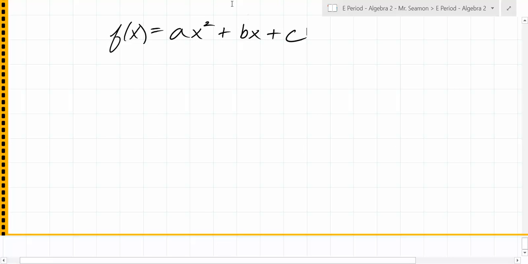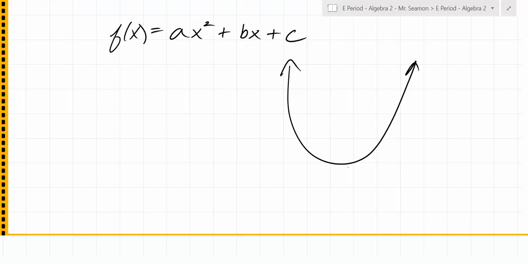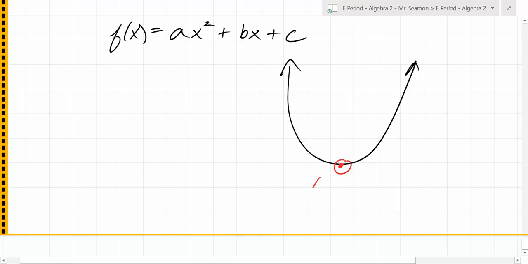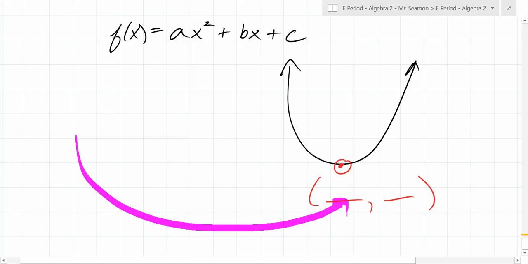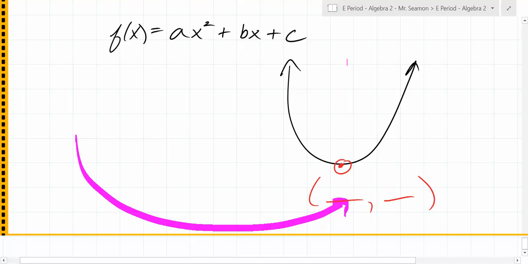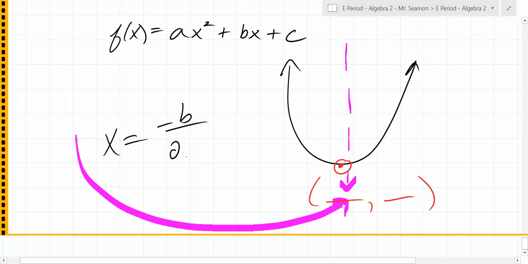What's really cool about this is the following. If you have a parabola in this form, the vertex, and I just get to tell you this, we don't have to prove it, the vertex right here is going to have some coordinates. We don't know what they are, but what's really cool is that the x coordinate of the vertex, so it's this coordinate right there, the x value, is negative b over 2a. It's always that. This is really, really helpful.